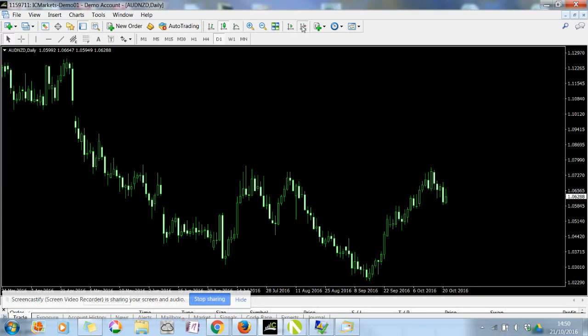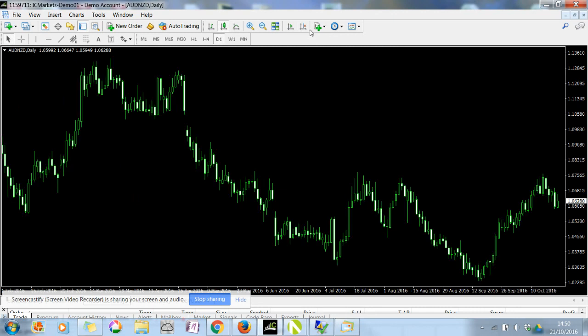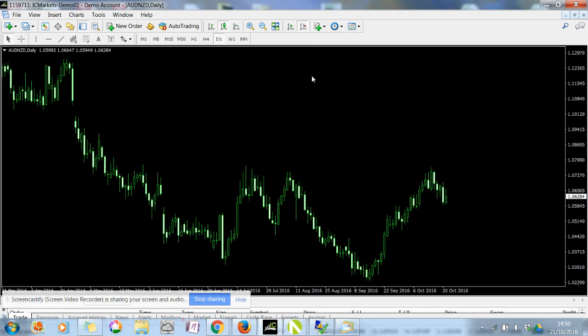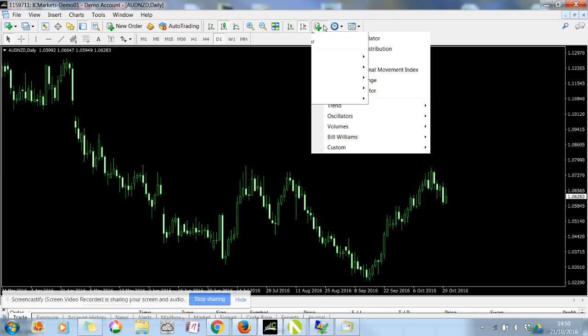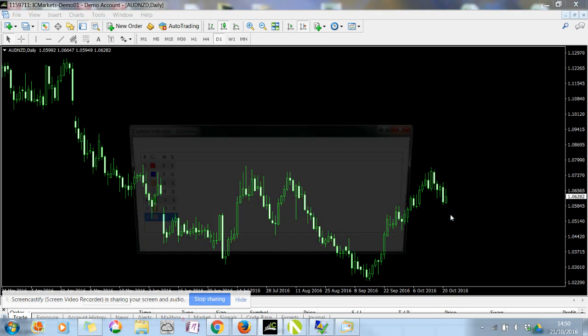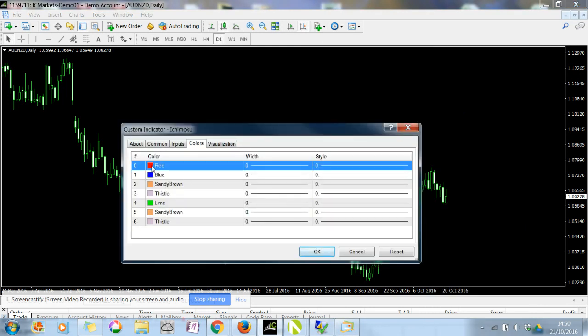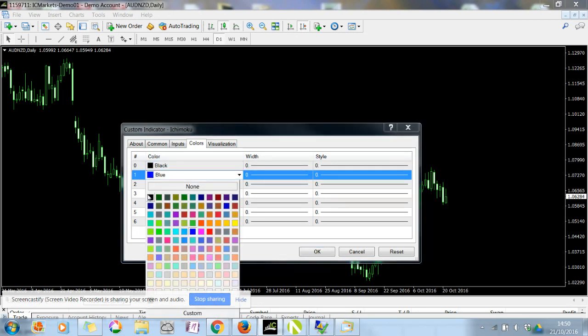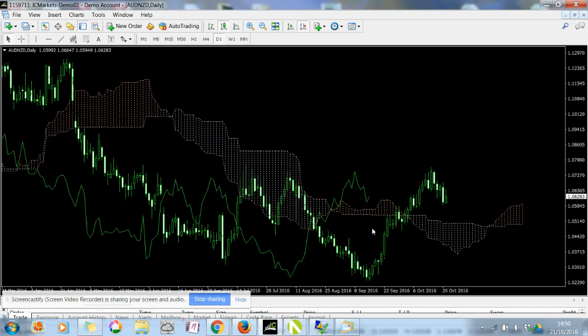Let's go back to the front. This one up here will take you back to where you started. Just click on that. Now you've got indicators here. These are all the indicators, so you can click on them. I like the Ichimoku because I think it's very interesting. So I'll colour those. I'll get rid of that one. Turn it black. I'll say OK.